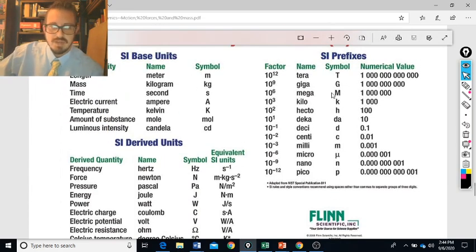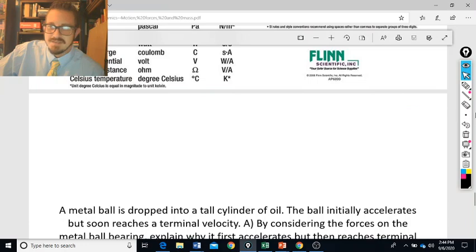And sometimes we do have to convert with these metric prefixes. We study things that are really big numbers and really small numbers in physics.